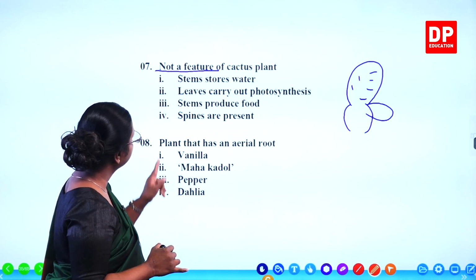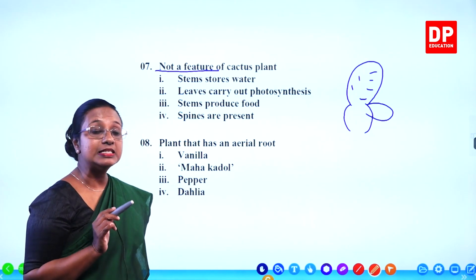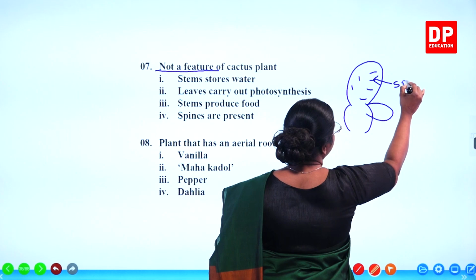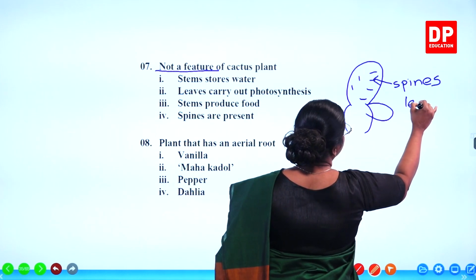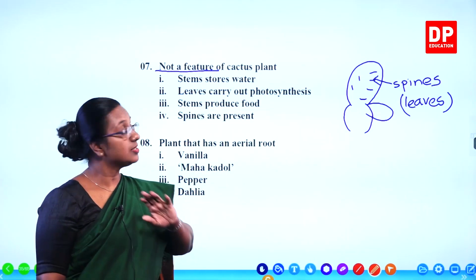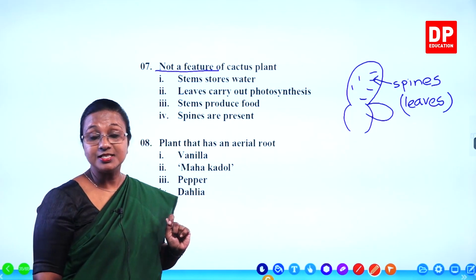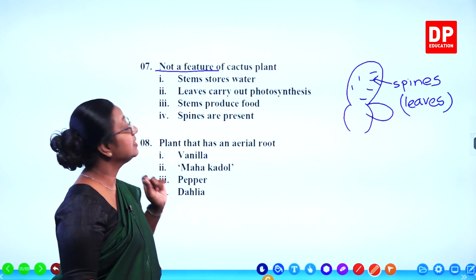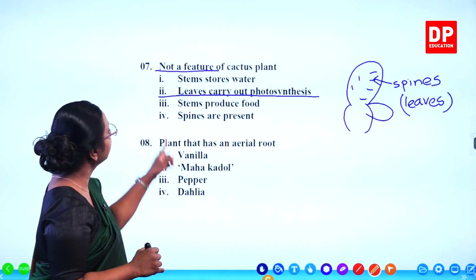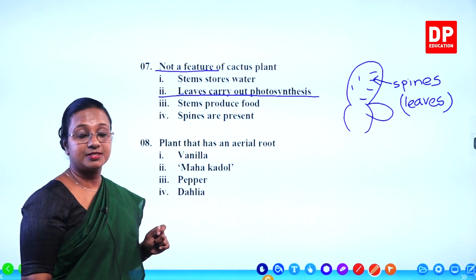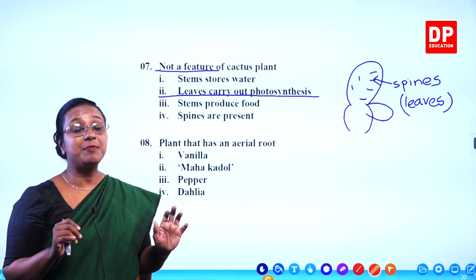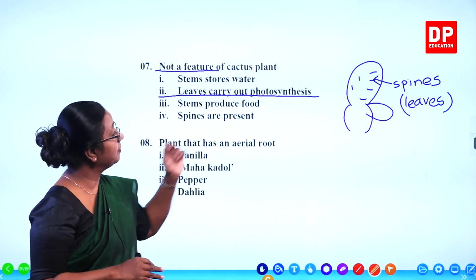So stem stores water. Leaves carry out photosynthesis. Is that correct? Now in a cactus plant, what are these? These are the spines. And what are the spines? They are the leaves. The leaves are reduced to spines. So can they carry out photosynthesis? No. Stems produce food. Yes, they are photosynthetic stems. And spines are present. So what is the answer? Not a feature of cactus plant, leaves carry out photosynthesis. Is that okay? Do you all understand that? So you have to remember all the adaptations and relate everything to the plant.